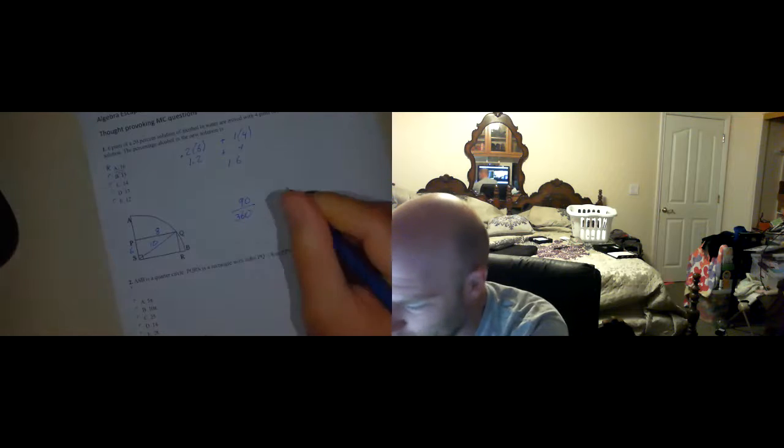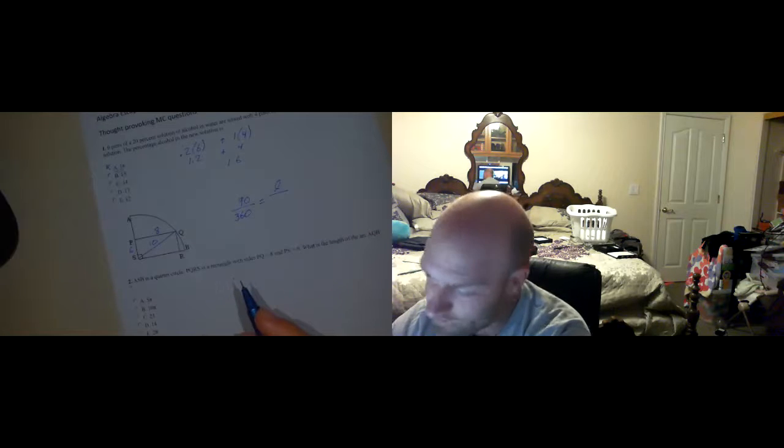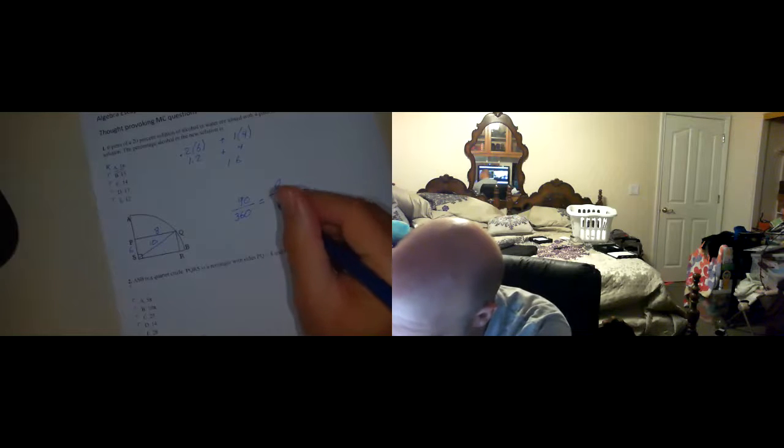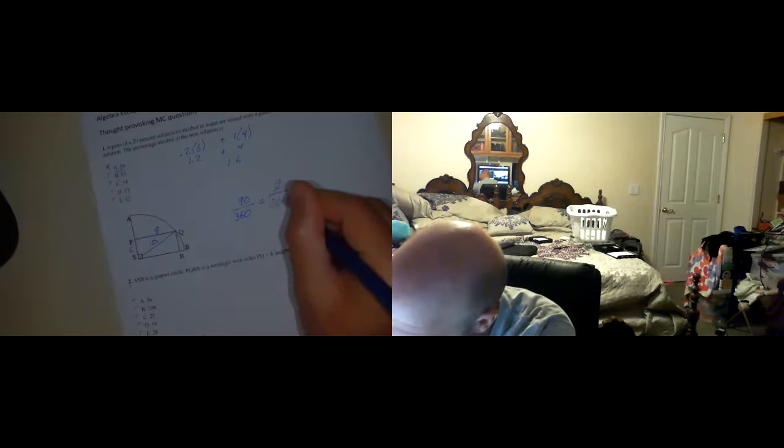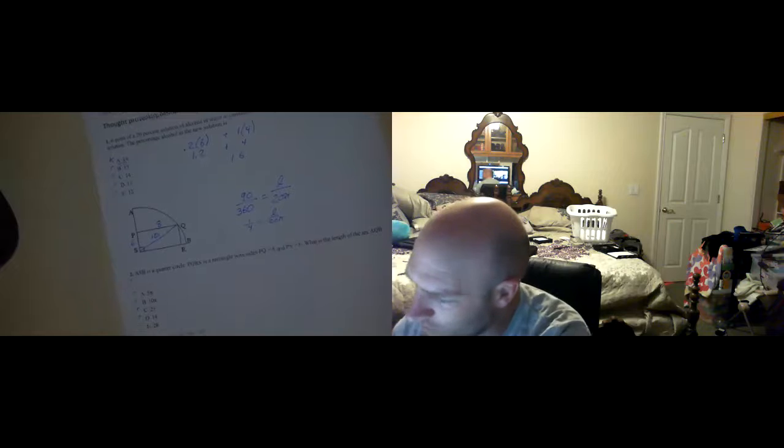Which says central angle, which is 90, over 360, which is the central angle for a full circle, equals that arc length, I'll call it L for length, over, well, the length for a full circle, which is, of course, the circumference, 2 pi r, so in this case, 20 pi. 90 over 360 reduces to 1 over 4, equals L over 20 pi. To go from 4 to 20 pi, I multiply by 5 pi. So I should multiply the 1 by 5 pi. 1 times 5 pi is 5 pi.